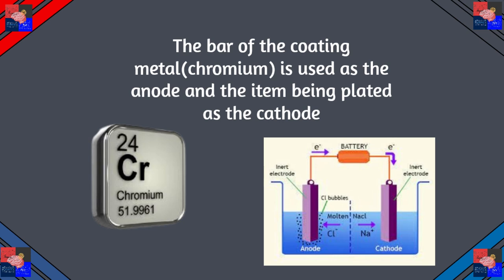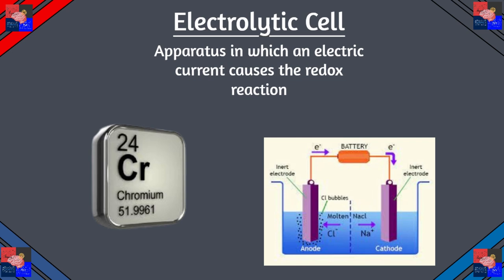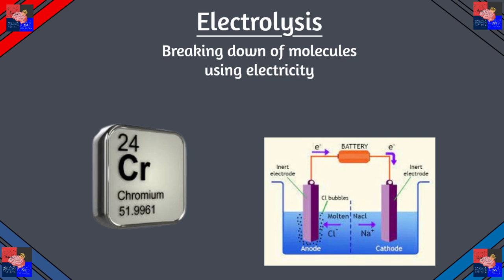Plating, as you've probably heard before, is the process of coating one metal with another. Given electric current, a redox reaction occurs and atoms of the anode are deposited onto the cathode. A bar of the coating metal, this time chromium, is used as the anode, and the item being plated, the iron bumper, acts as the cathode. This is called an electrolytic cell, which is an apparatus in which an electric current causes the redox reaction. So here we have an electric current beforehand, and it causes the redox reaction, which is generally the opposite of what happens in a galvanic cell. This cell performs electrolysis, which is the breaking down of molecules using electricity.